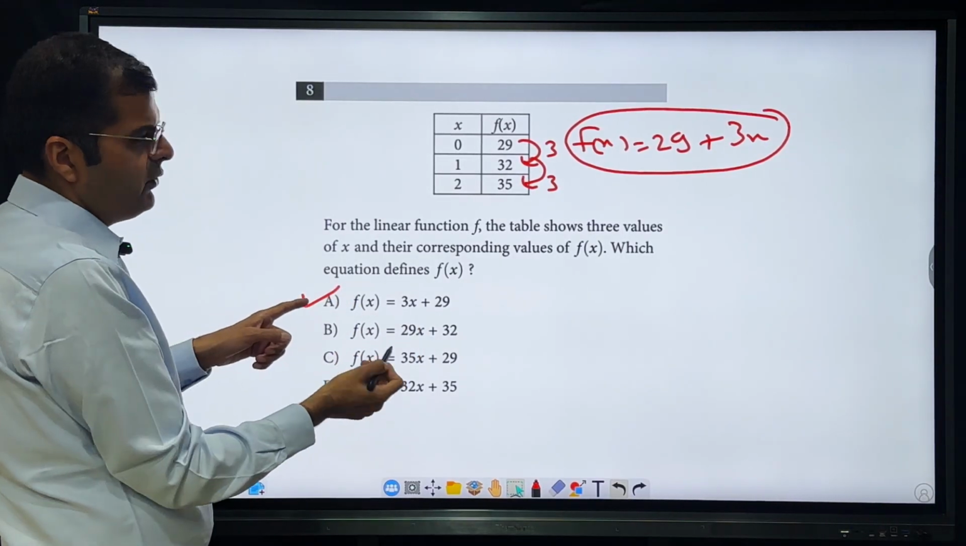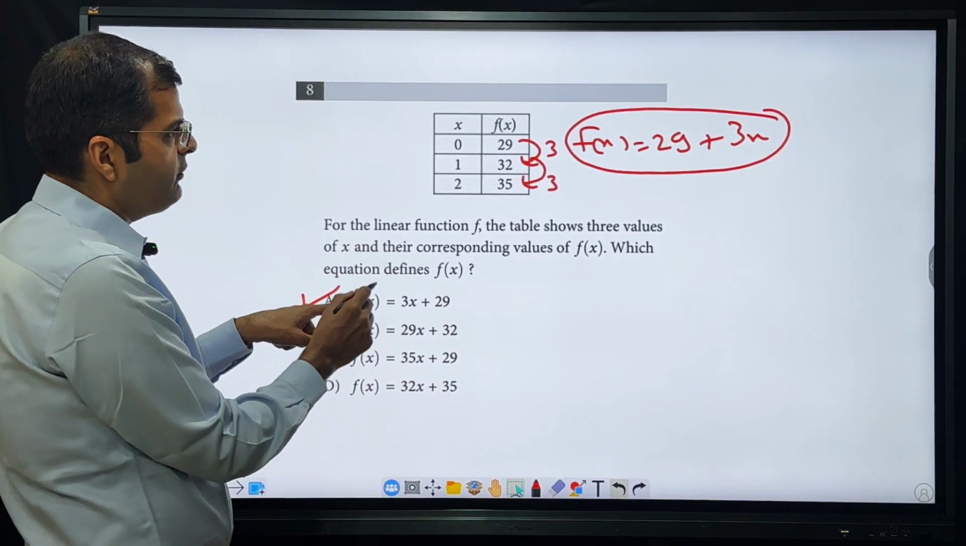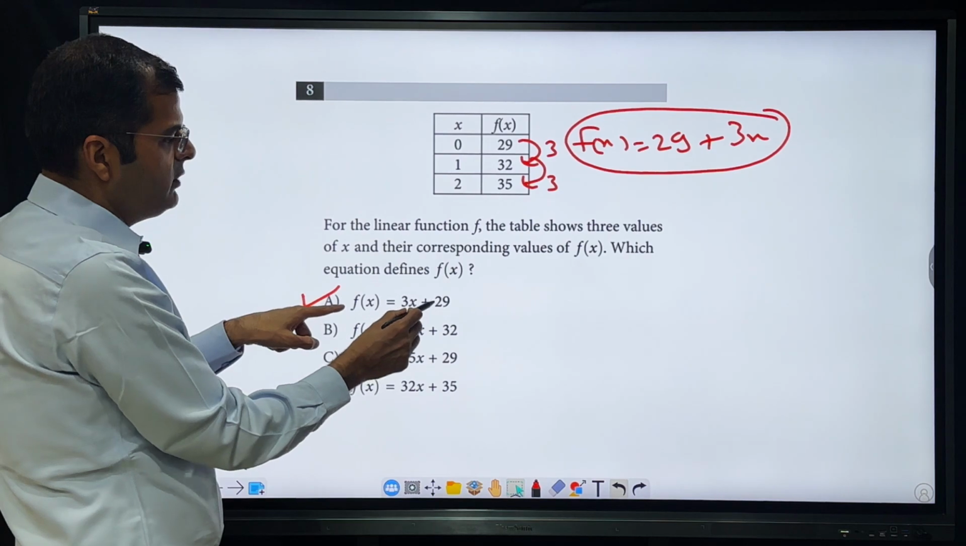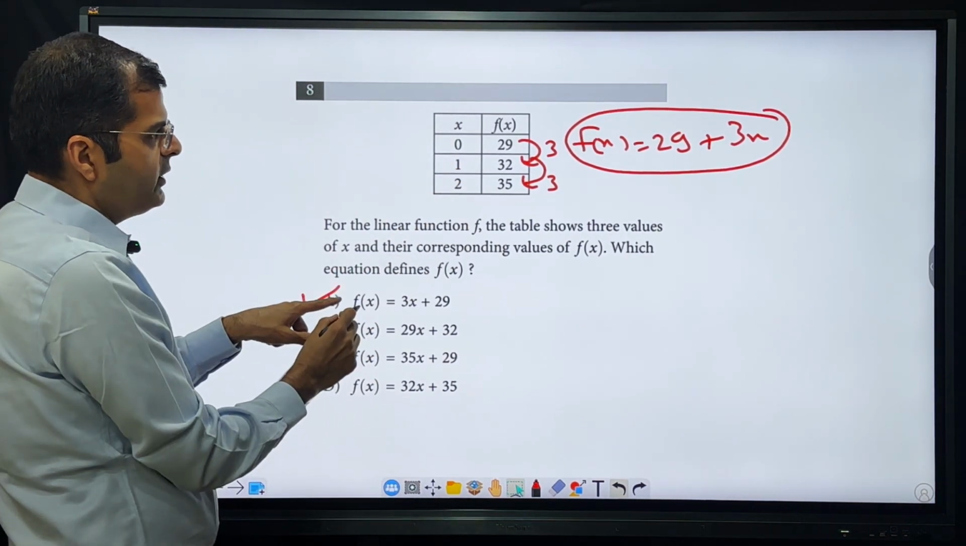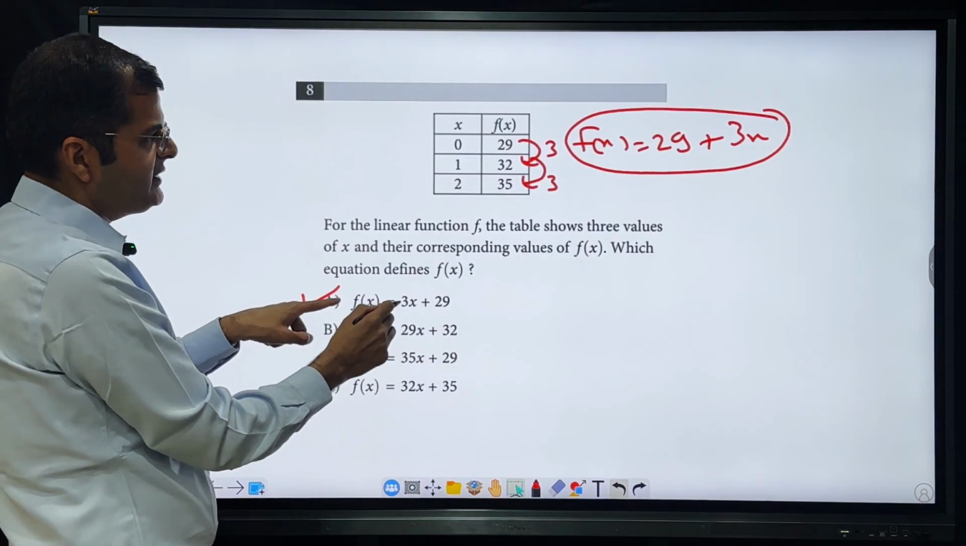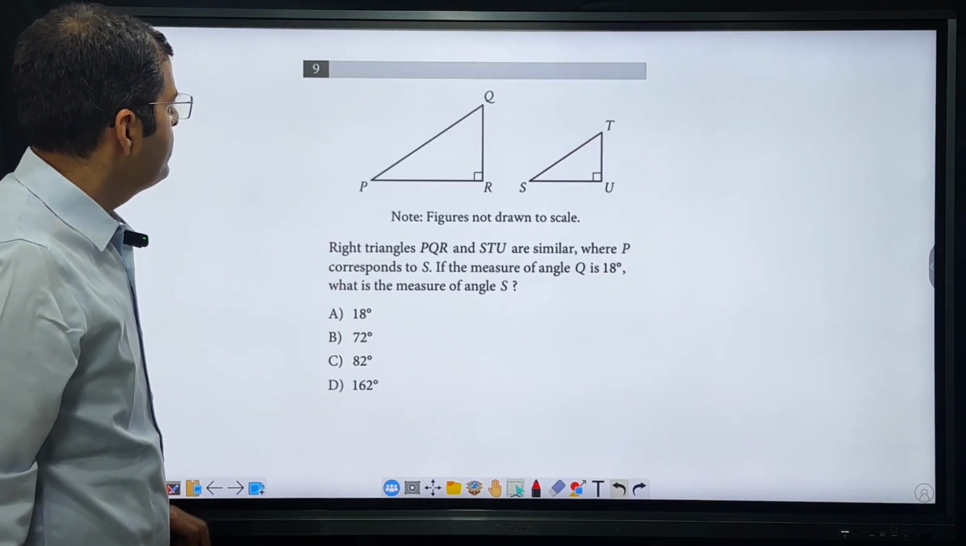That is the answer. If you want to be 100% sure, you put x equal to 0, you get f of x as 29. You put x equal to 1, you get f of x is 29 plus 3, which is 32. You put x equal to 2, you get 29 plus 6, which is 35. Answer option A is the right answer here.